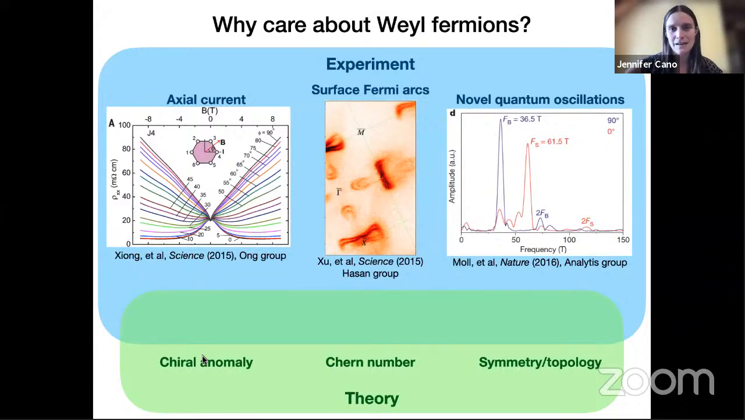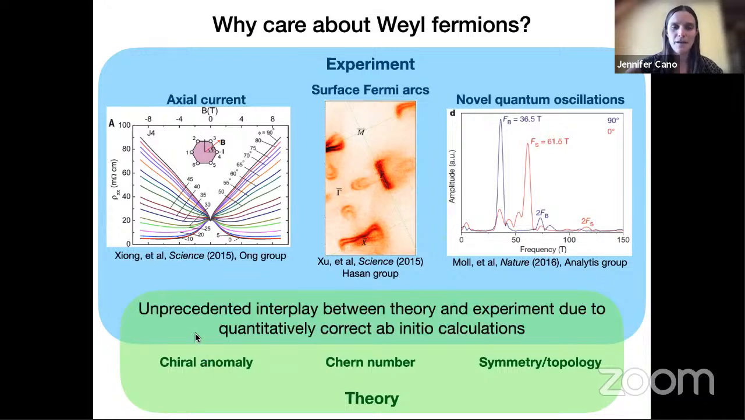So from the theoretical side, it's also a pretty fascinating topic. But I think that the real reason why this field of Weyl fermions took off about 6 years ago is because of this interplay between the two. The ability to do ab initio calculations, which are very accurate, predict materials, and you can directly compare the data. ARPES data is something that you can directly compare to ab initio calculations quite easily. I think this interplay between theory and experiment is what is really interesting about this field and what was driving it forwards. And so I think that's why this became so popular.